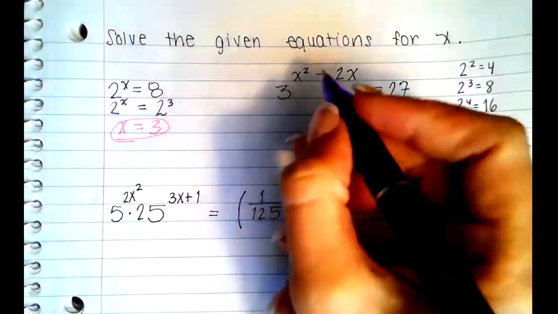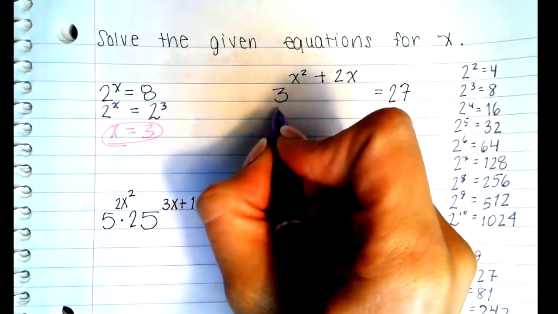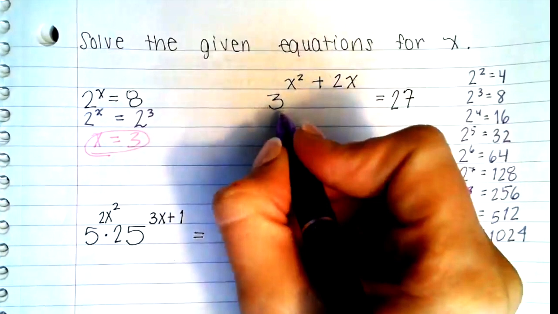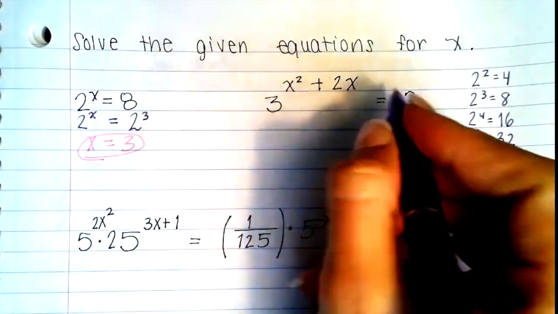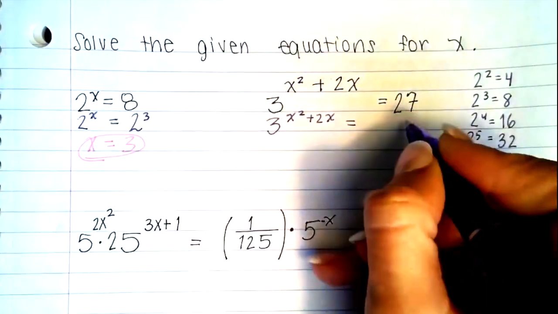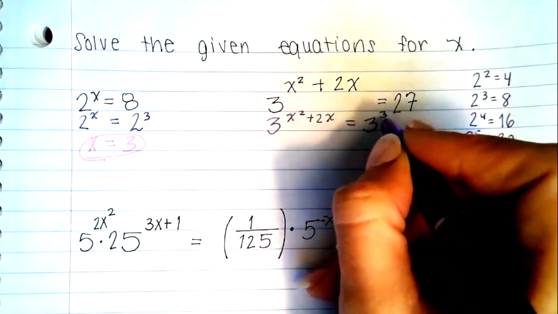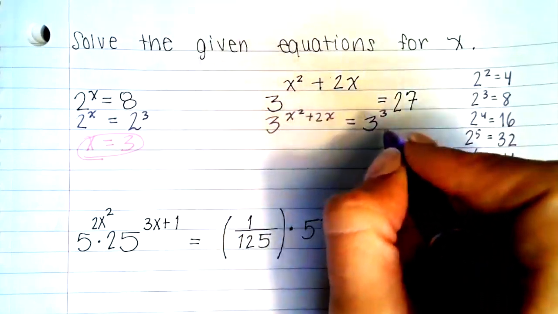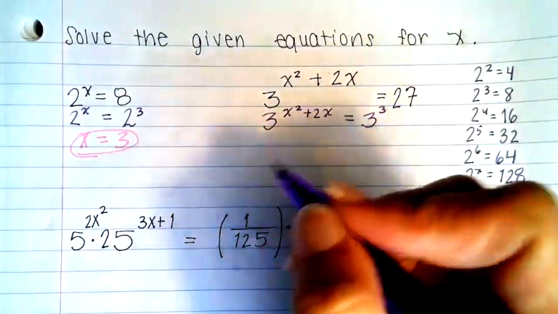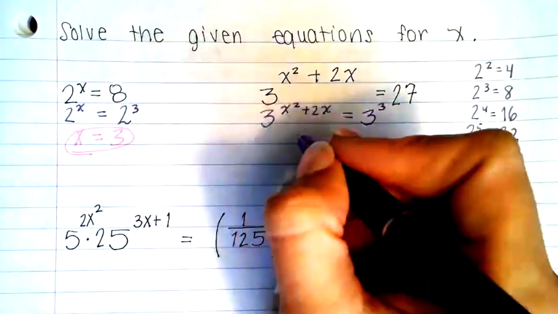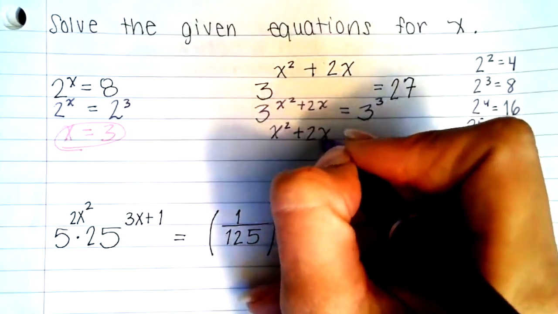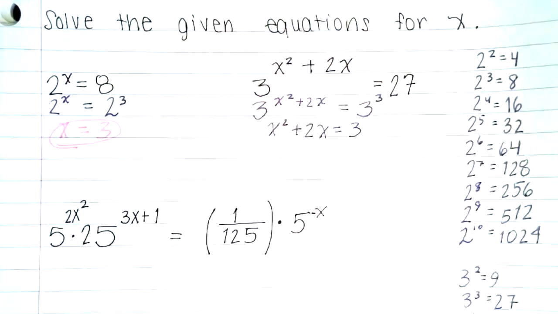For this next example, the left side's pretty good because we already have a prime number raised to a power. The power is a little bit more intense, but that's okay. The 27 on the other side has to be rewritten, and we're going to rewrite that as 3 to the third power. Now on both sides of the equal sign, we have 3 raised to a power. That's perfect for the one-to-one property. That means that we can set the exponents equal to each other. It must be true. x squared plus 2x must equal 3.